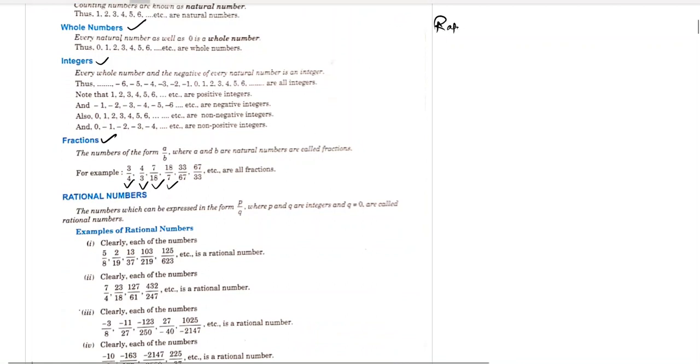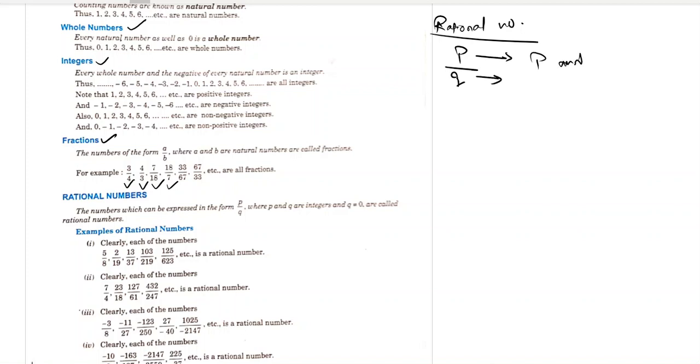A rational number is a number which is in the form of p by q, where p and q both are co-prime integers, and q is not equal to 0. So this is the definition of a rational number.